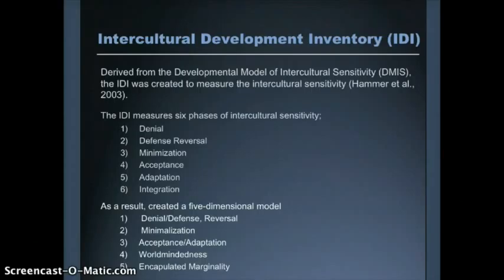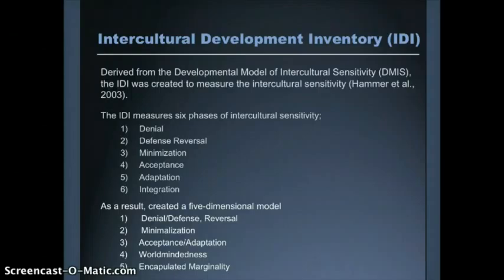The Intercultural Development Inventory, or the IDI, was derived from the developmental model of intercultural sensitivity, or the DMIS, as some may be familiar with. The IDI was created to measure intercultural sensitivity. The IDI measures 6 phases of intercultural sensitivity. Number 1, denial. 2, defense reversal. 3, minimalization. 4, acceptance. 5, adaptation. 6, integration.